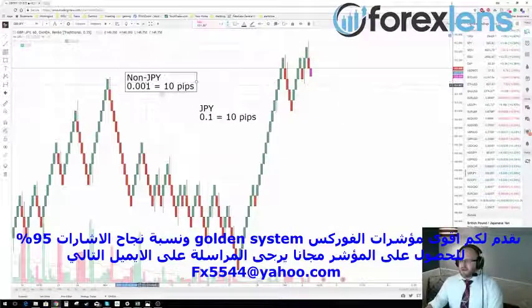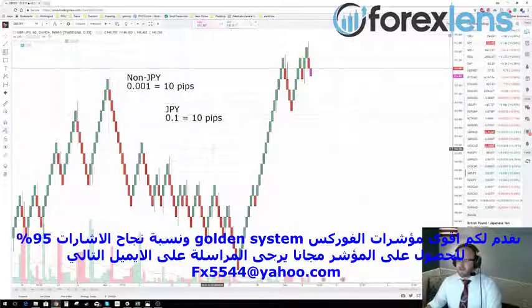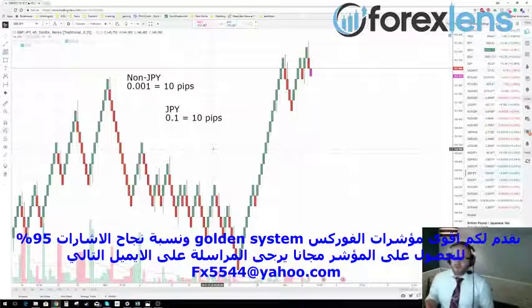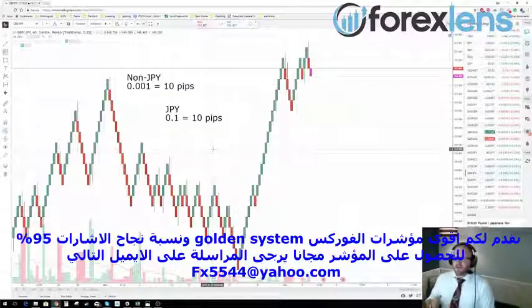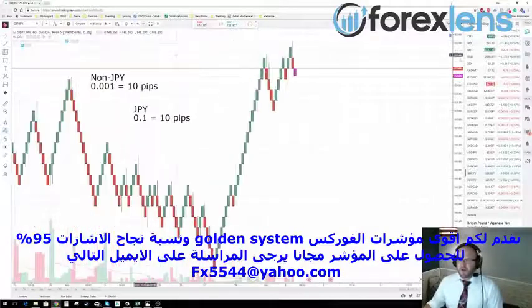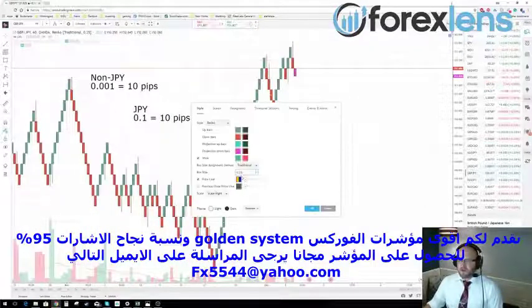I have on my screen here these two boxes with the letters. For a non-JPY pair, anything without the yen, 0.001 equals 10 pips. And for any yen pair, 0.1 equals 10 pips. That's the setting you would use in your Renko charts when you bring that up. If you want to show only 10 pips, you would put 0.1 in here for this pair.